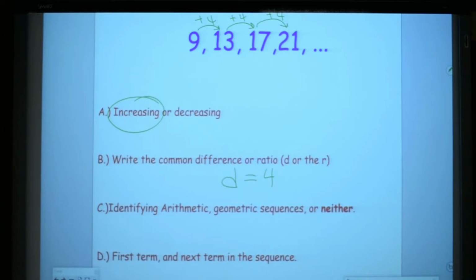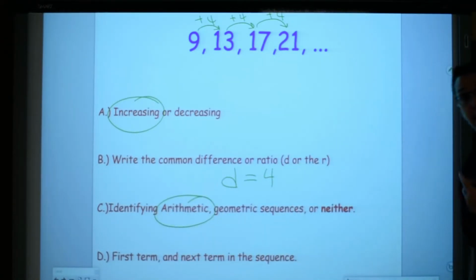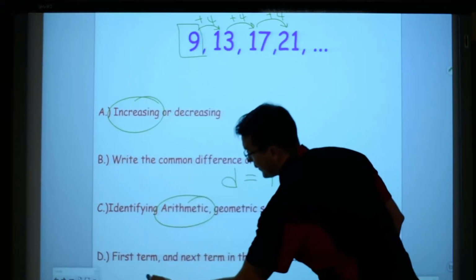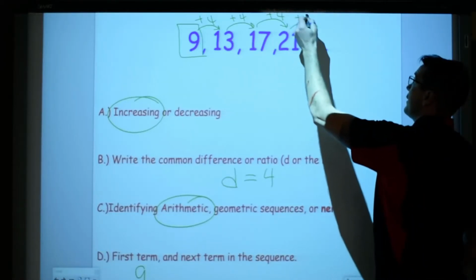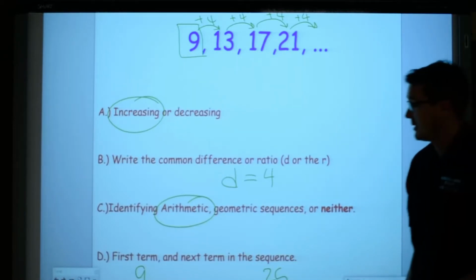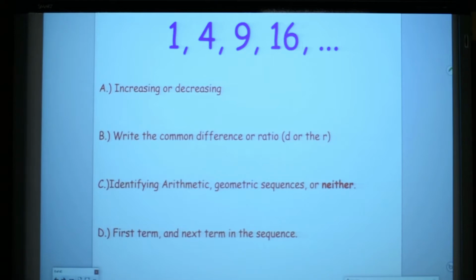And if it's a difference, is it arithmetic or geometric? The answer is it's arithmetic, because arithmetic is adding or subtracting. And then the first term, I see this first, so that must be my first term. And my next term in the sequence would just be, if I take 21 and add 4 to it, I'd get 25. Cool beans? All right, here we go. Try another one.